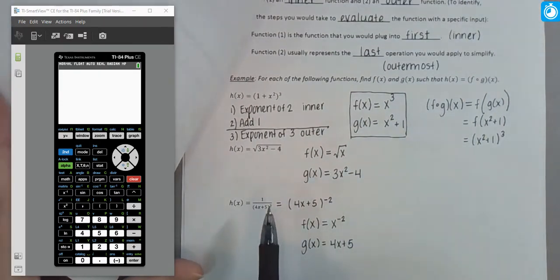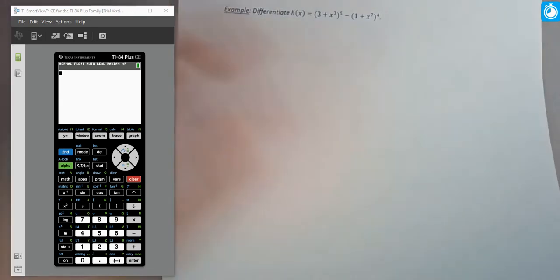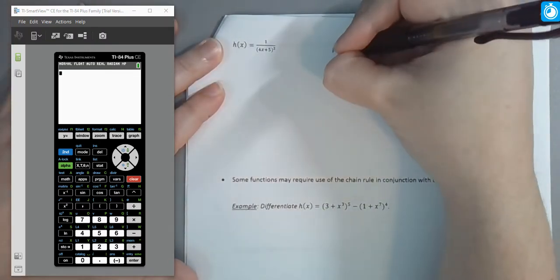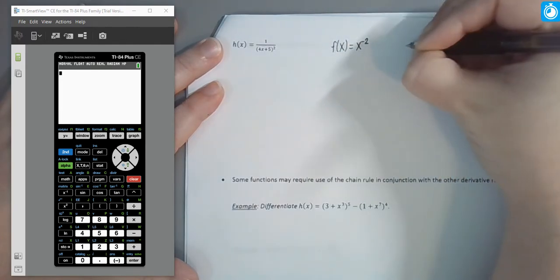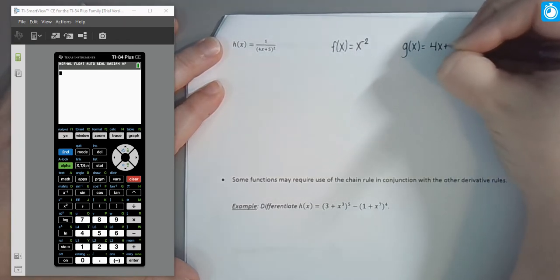Okay, so we ended up rewriting this a little bit first. We took that exponent that was in the denominator and rewrote this expression with a negative exponent so that we then have a function where we know the power rule is going to apply. So x to the negative 2, this is going to be our outer function, and then our inner function is 4x plus 5. So the outer function, f of x, is going to be x to the negative 2, and the inner function, g of x, everything else, 4x plus 5.